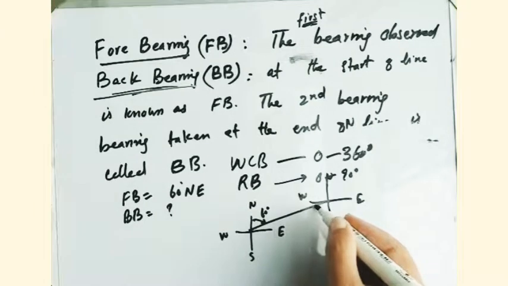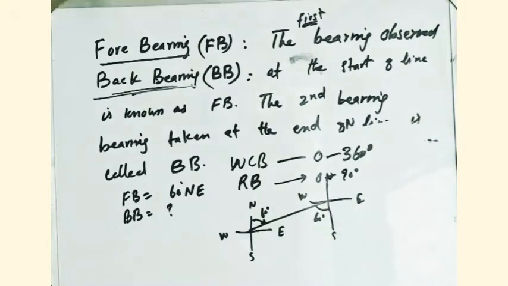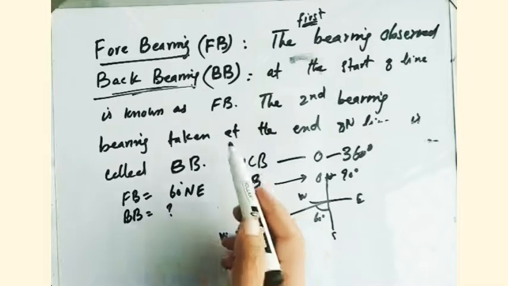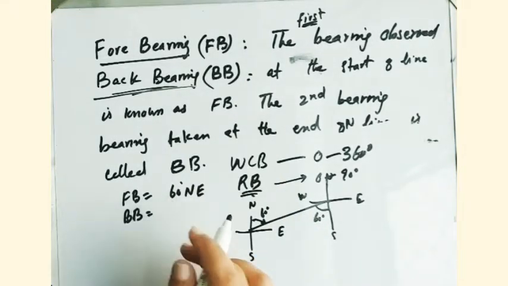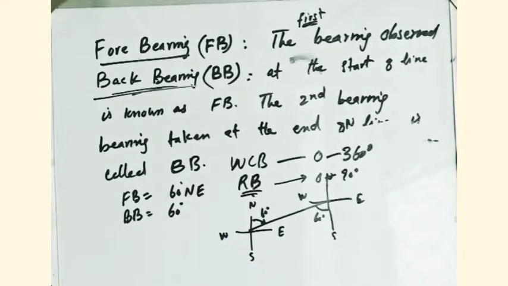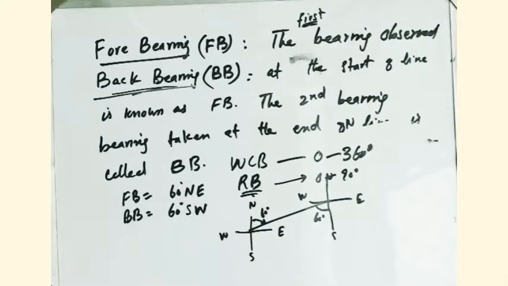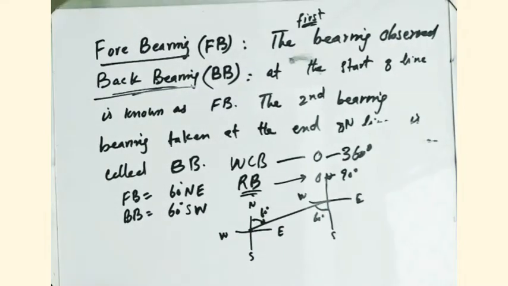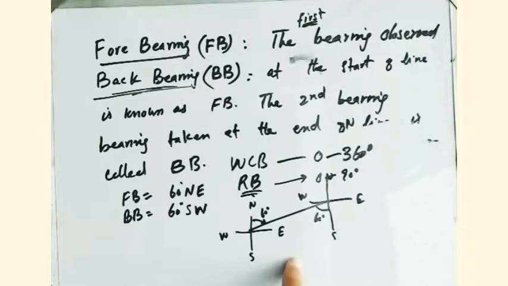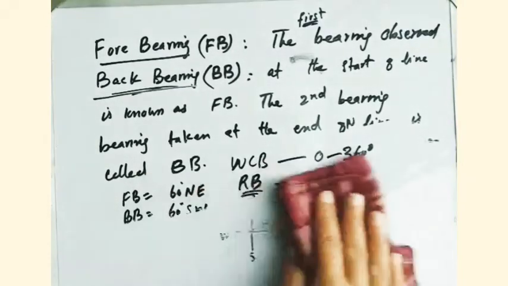So this will also be 60 degrees. In the reduced bearing system, the digits of the fore bearing and back bearing will be the same. Here also 60 degrees comes, but the only difference is the quadrant. In this one the first quadrant is used, and in this one the third quadrant, southwest, is used. Another question arises: how will you decide that it is the first quadrant, that is the second quadrant?